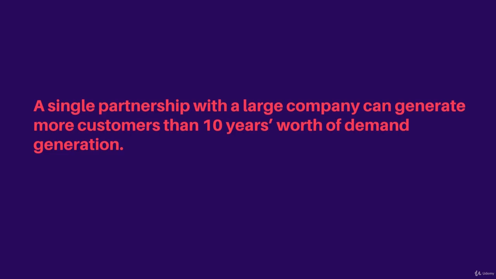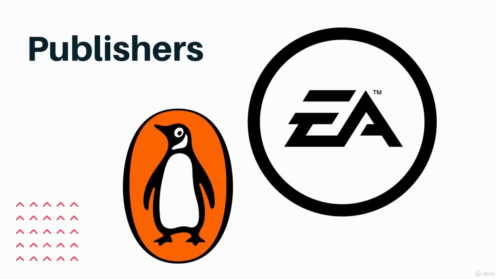One example is to work with publishers such as Penguin in the book industry or EA in the video game industry. This gives you access to larger resources and connections to make your new product a success. Why market your product yourself when you could piggyback off of larger publishers?